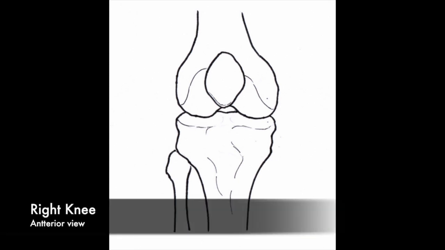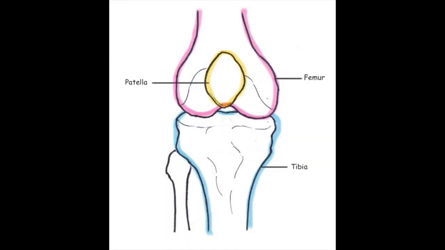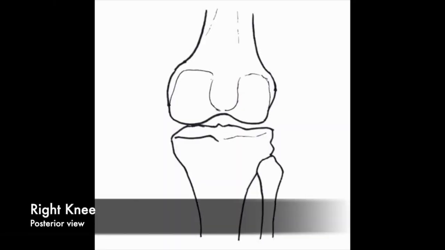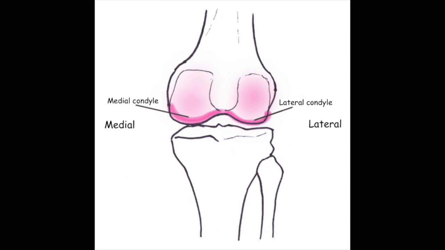Three bones are involved in the formation of the knee joint: the femur, the tibia, and the patella. The fibula is not part of the knee joint. It forms a superior tibio-fibular joint with the head of the tibia. The knee joint is formed by the medial and lateral condyles of the distal end of the femur, articulating with the medial and lateral condyles of the tibia.